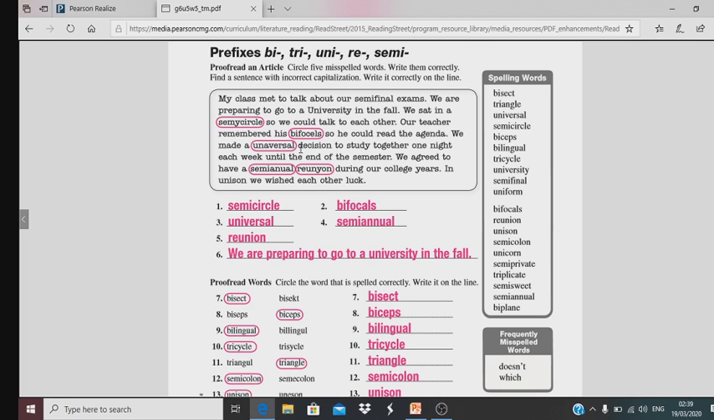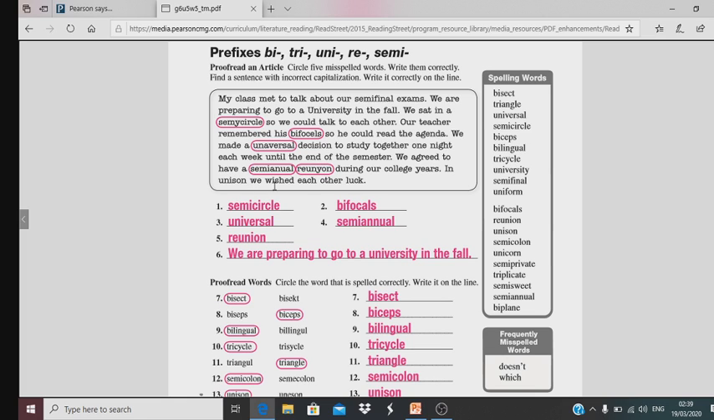We made a universal decision to study together one night each week until the end of the semester. So uni, do you remember when we said uni, U-N-I, not A? So this is another mistake. We agreed to have a semi-annual reunion during our college year. Semi-annual, here in annual, we should have double N. And reunion, union, here instead of the Y, it should be I.